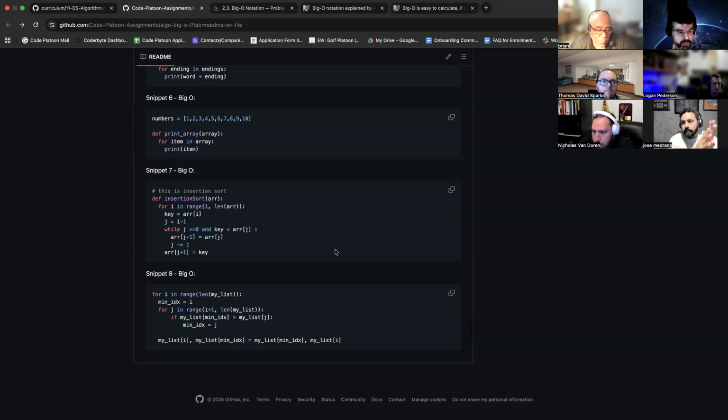Snippet 8. What is snippet 8? That would be... It's also nested. So I see built-in functions.